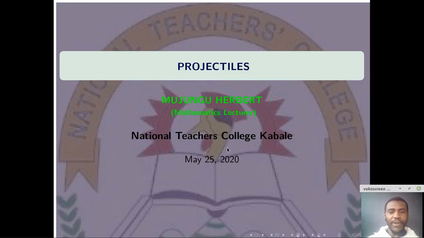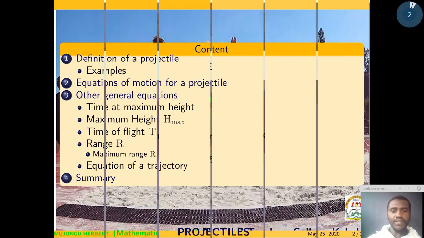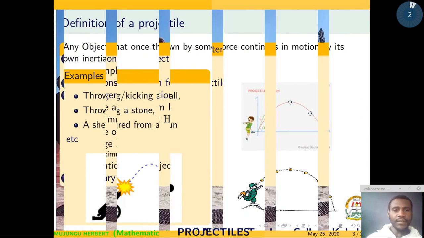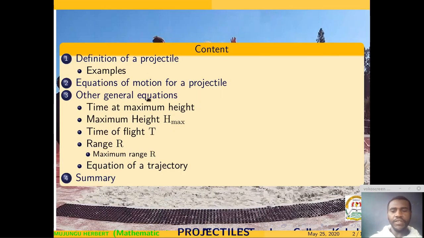So in this video we are going to discuss projectiles. The next slide should show us the outline which we shall follow in our discussion. So we shall begin with a definition, example, then we discuss equations of motion of projectiles, and then last we give a summary.